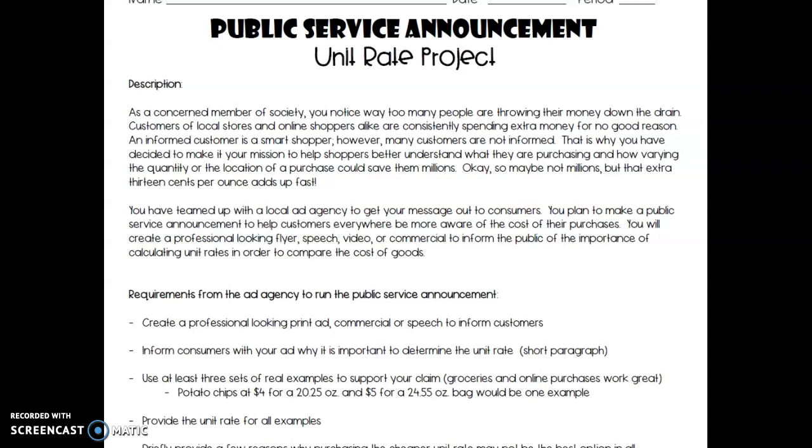You have teamed up with a local ad agency to get your message out to the consumers. You plan to make a public service announcement to help customers everywhere be more aware of the cost of their purchases. You will create a professional-looking flyer, speech, video, or commercial to inform the public of the importance of calculating unit rates in order to compare the cost of goods.